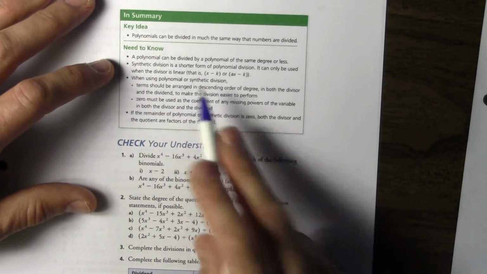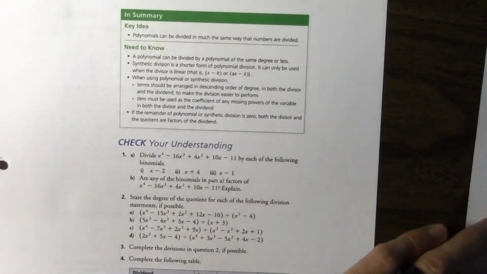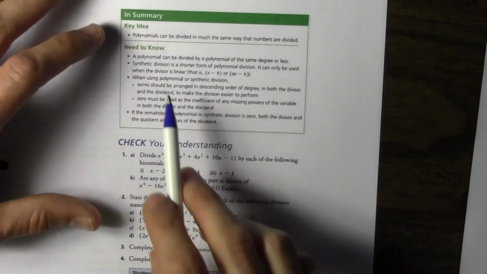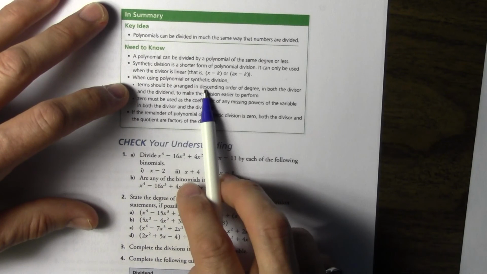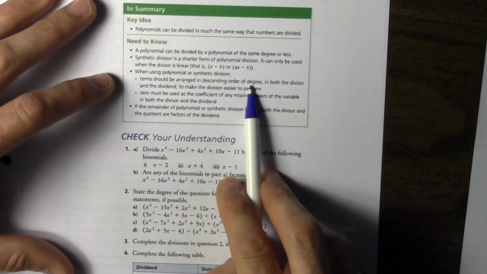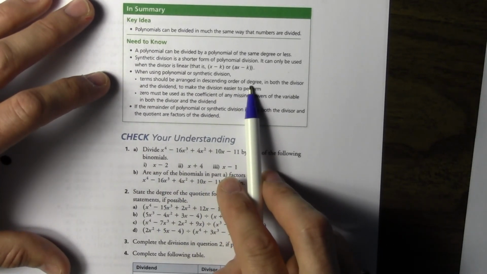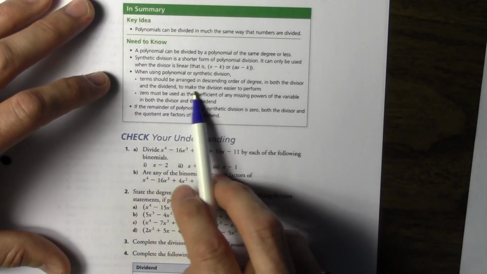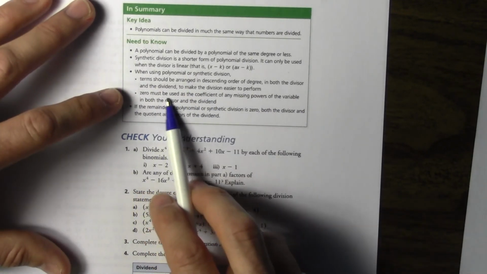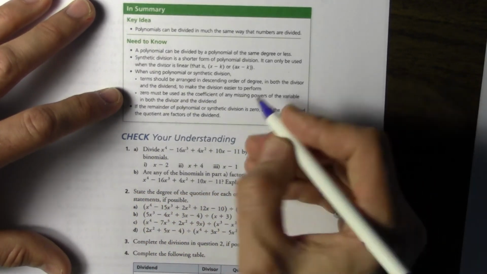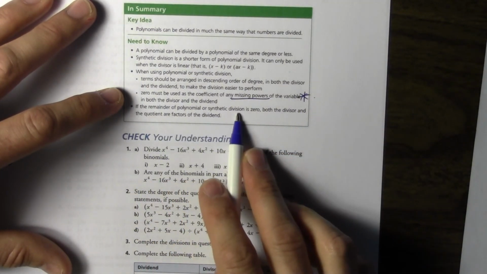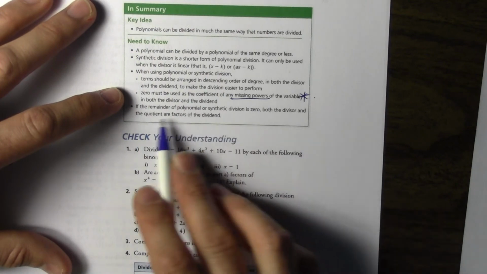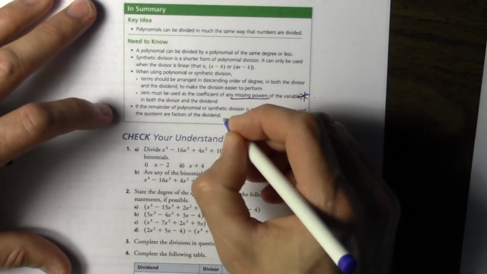When using polynomial or synthetic division, terms should be arranged in descending order of degree, so their exponent value, in both the divisor and the dividend, to make the division easier to perform. Zero must be used as the coefficient of any missing powers. This is important. If the remainder of a polynomial or synthetic division is 0, both the divisor and the quotient are factors of the dividend.